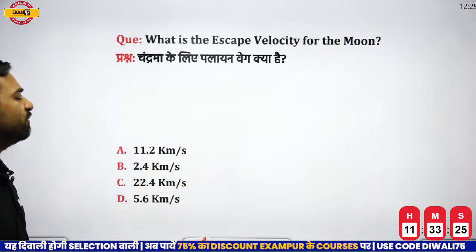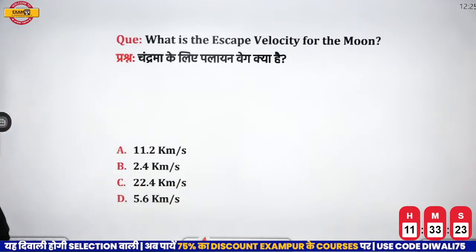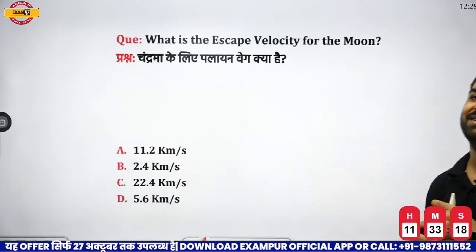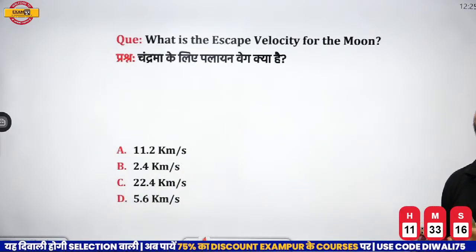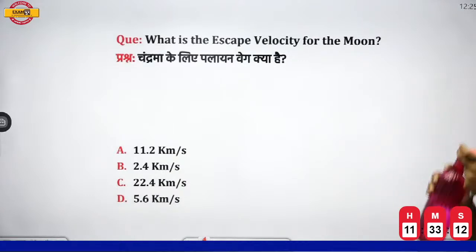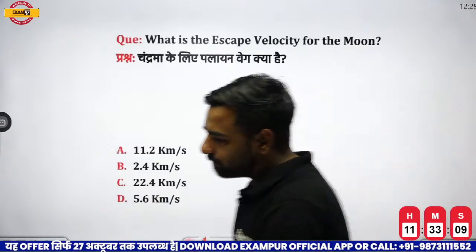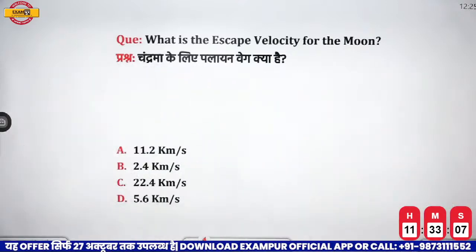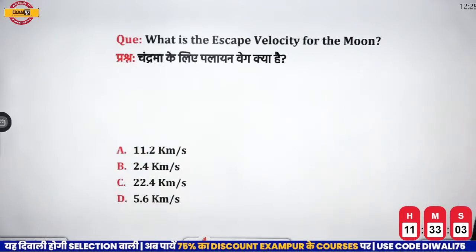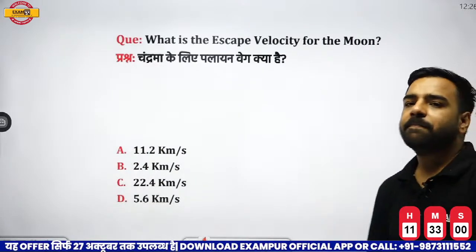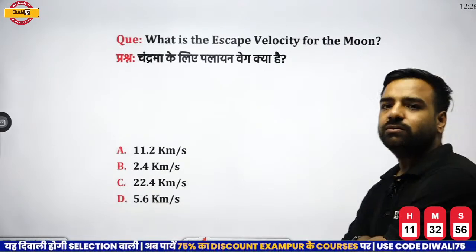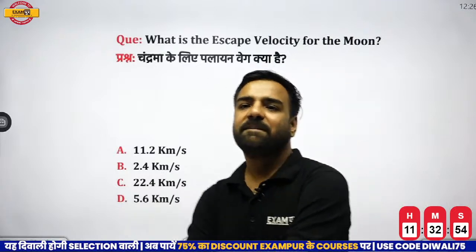What is the escape velocity of the moon? Answer. And everyone, please think twice before giving this answer. So yes, Jagdishan has given the answer, so it would be B. Vikramaditya, waiting for your answer as well. We have discussed this question, right? When we were discussing gravitation. So yes, what is the escape velocity for the moon? Vikramaditya, I'm waiting for your comment because I know you will be giving answer for sure.